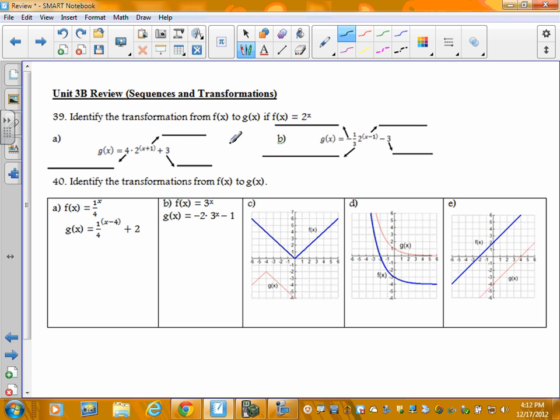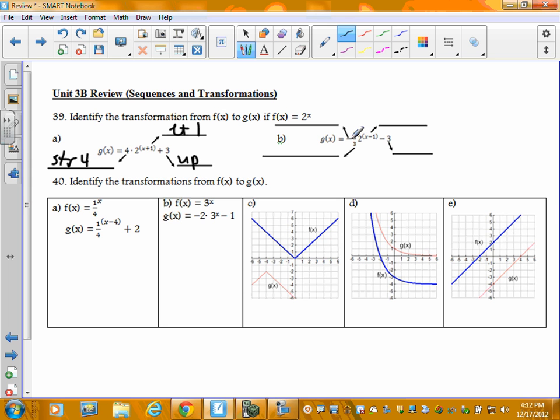All right, in 39 through the rest of them, I'd really like to go over those at the beginning, just real quick to give you an idea. Remember, when it's in parentheses here, this is left. I know it's plus, but because it's in parentheses, this is left 1. This is positive, so it's up 1. And this 4 is a stretch of 4.